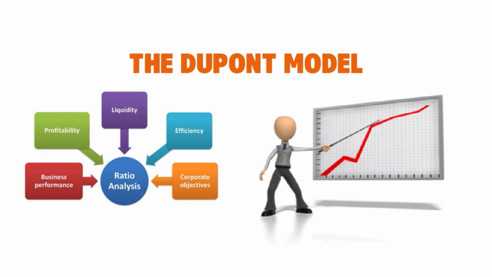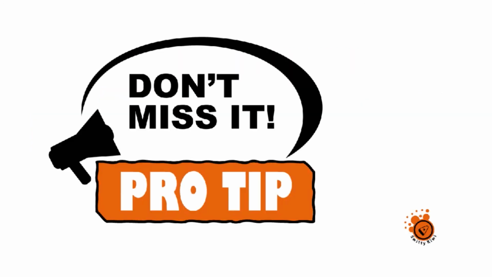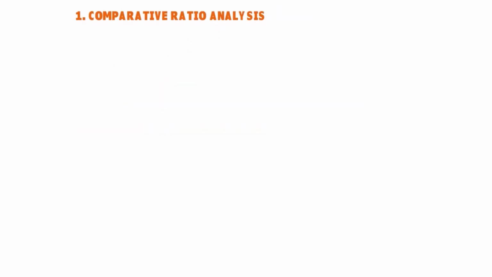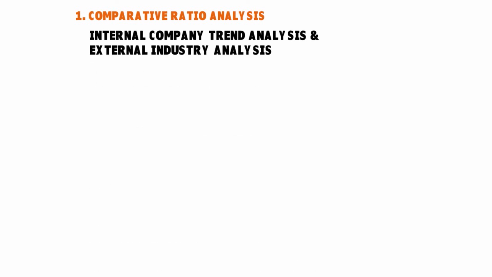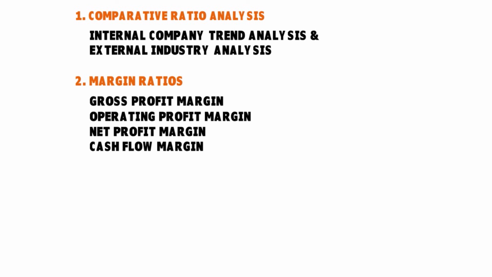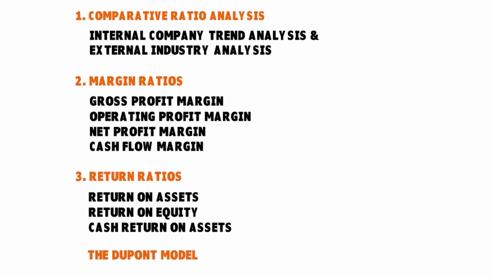All right, folks. So I just want to quickly wrap up today's conversation. I was talking to you about profitability ratio analysis. I first explained what it is, and then I compared ratio analysis. I took the example of the balance sheet, and I also talked about external industry analysis, and I talked about the margin ratios, the four margin ratios. So you have gross profit margin, operating profit margin, net profit margin, and cash flow margin. Subsequently, I spoke about return ratios. So return on assets, return on equity, cash return on assets, and to tie everything together, I spoke about the DuPont model.